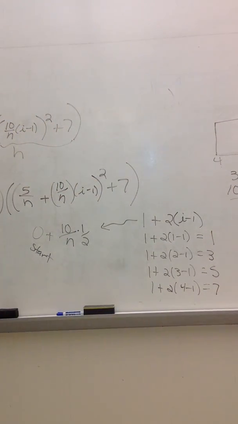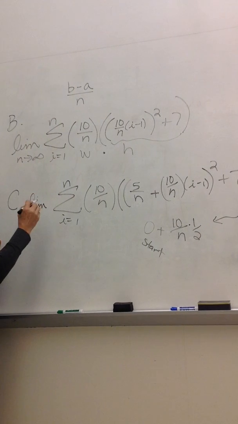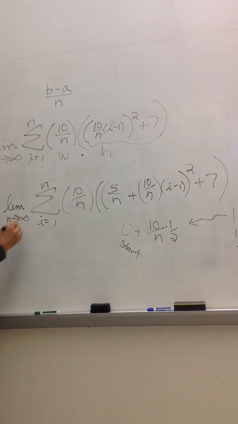Okay, so there is my midpoint formula. i is going from 0 to n. If we really want the expression for the exact area, then you're thinking about the number of rectangles going to infinity.